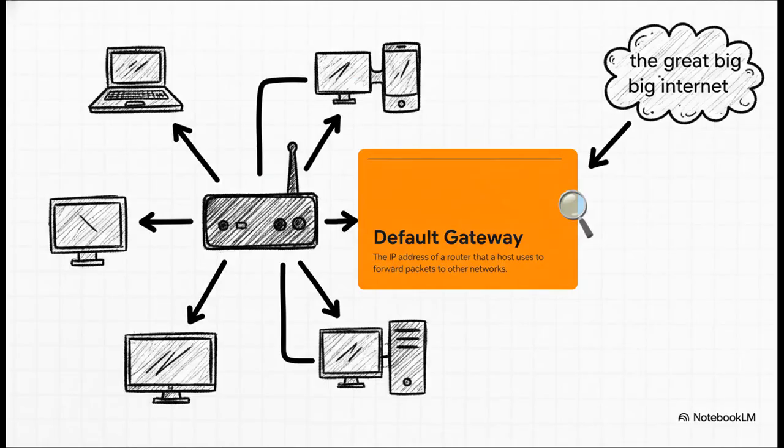So what is this default gateway? It's not as complicated as it sounds. It's simply the IP address of your router. That is its most basic, fundamental job. It's the central post office for your entire local network. Any data that's not for a local device gets passed to the gateway, and the gateway forwards it on its journey out to the great big internet.